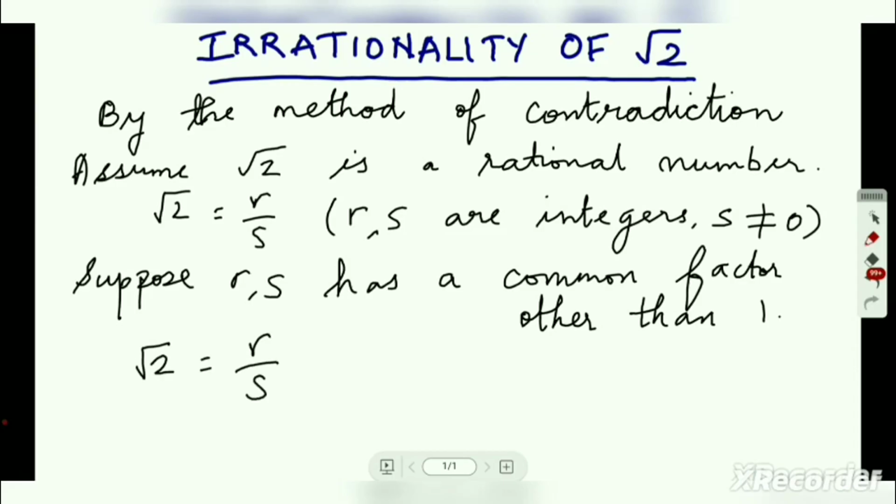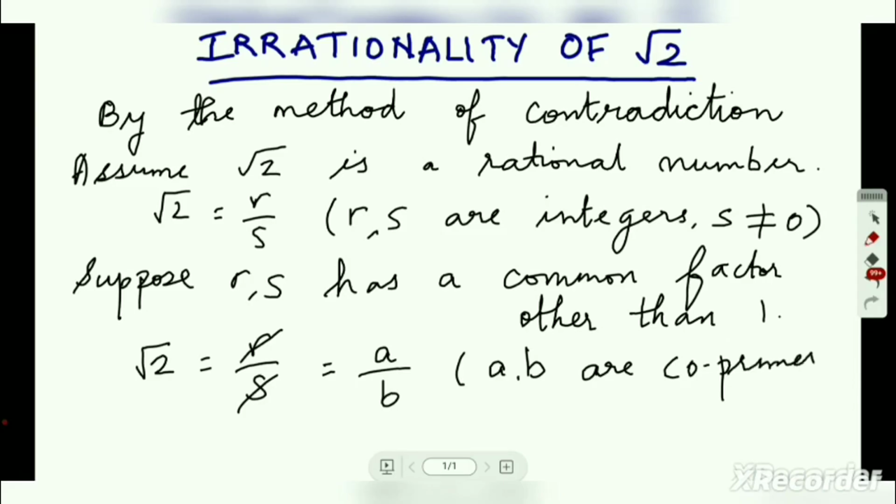If I divide it by that common factor, I can get it to the form of a by b, where a and b are co-primes. So what do you mean by co-primes? Co-primes are two numbers whose only common factor is 1. Or you can say in other words that two numbers whose HCF is 1 are called co-primes. So now we got root 2 in the form of a by b, where a and b are co-primes.